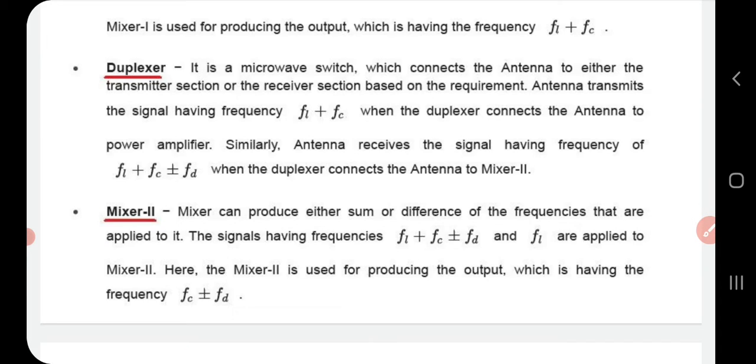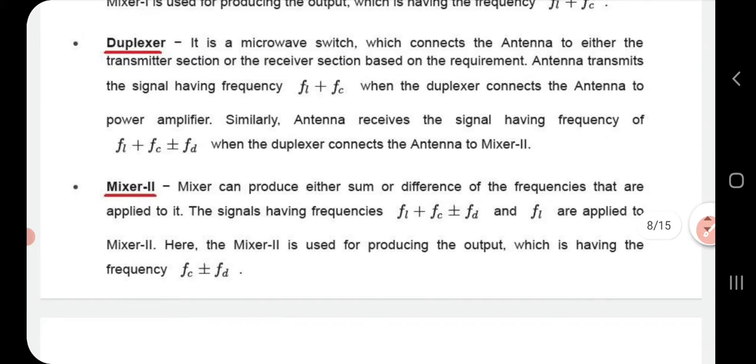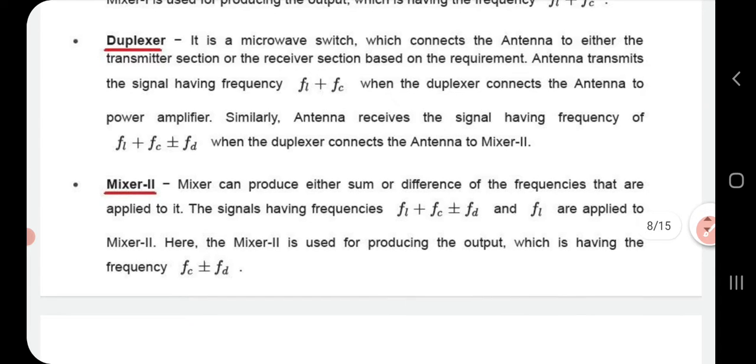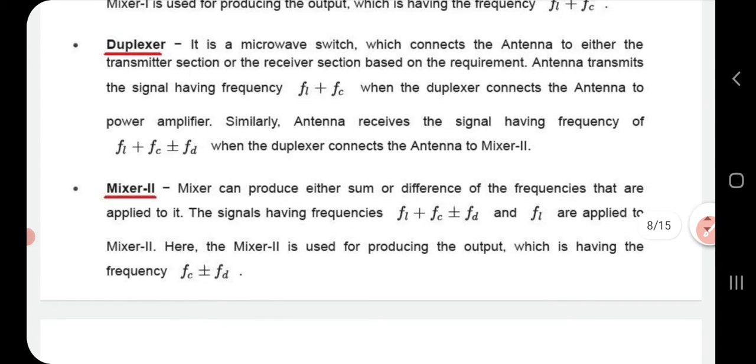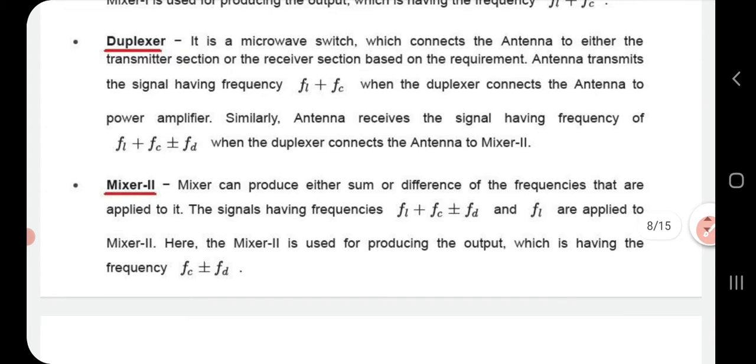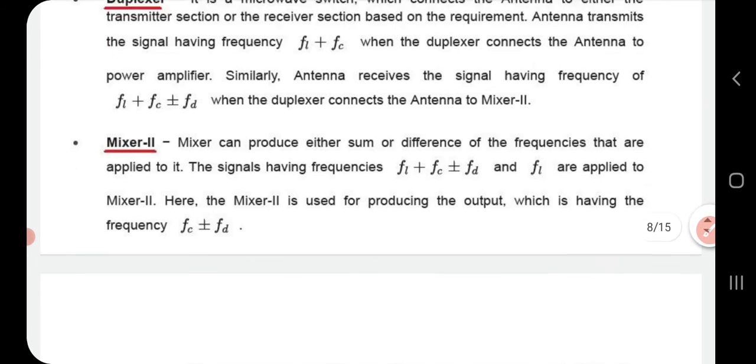It connects the antenna to either the transmitter section or the receiver section based on our requirement. Then the antenna transmits a signal with frequency FL plus Fc when the duplexer connects the antenna to the power amplifier. Similarly, the antenna receives the signal with frequency FL plus Fc plus or minus Fd when it is connected to mixer 2.